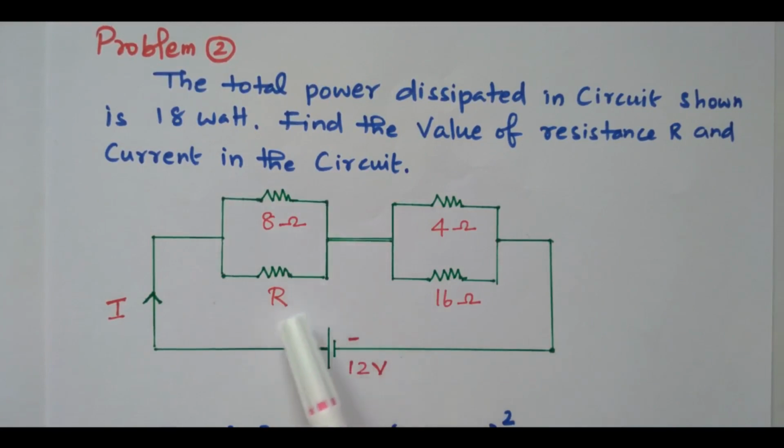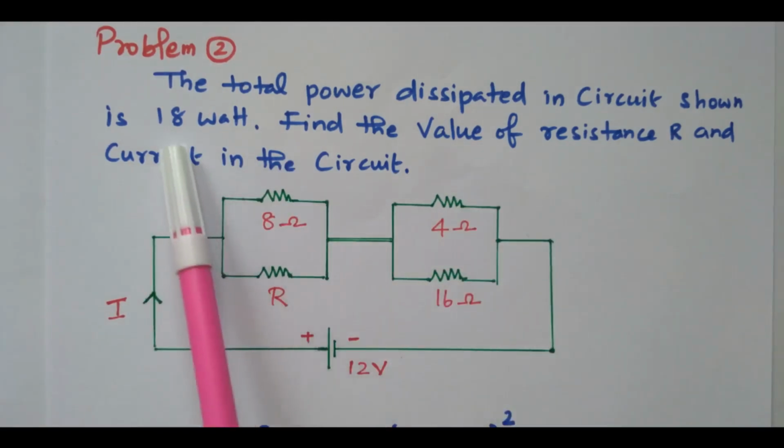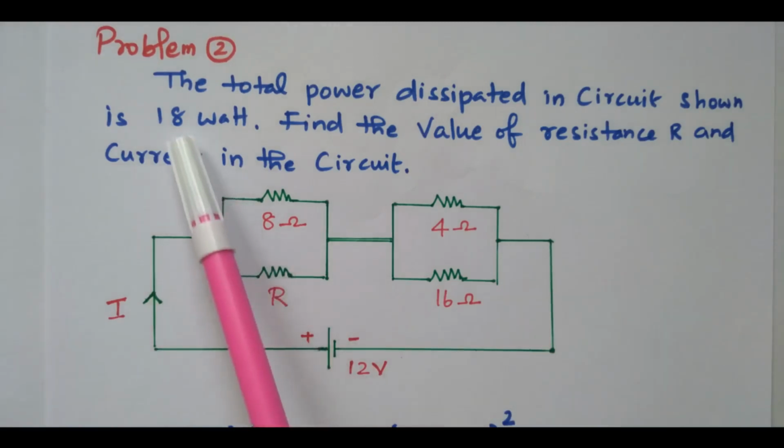This 8 ohm, and this resistor value is not known. Another parallel combination, 4 ohm and 16 ohm. Right? So the total voltage is available, 3 resistor values are available and 1 resistor value is not available. So we need to find what this resistor value is and also what the current is. One more value we have, the total power dissipated in the entire circuit is 18 watts. We have one more piece of data, the total power is available.